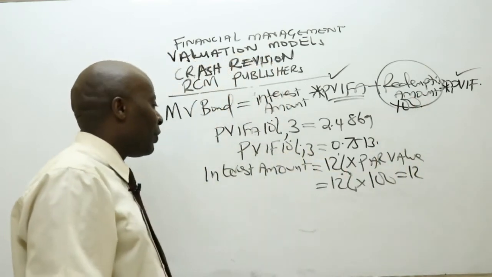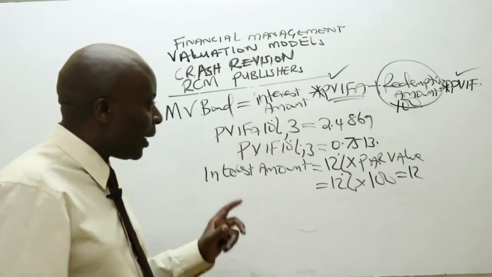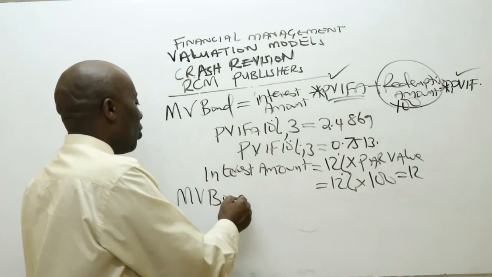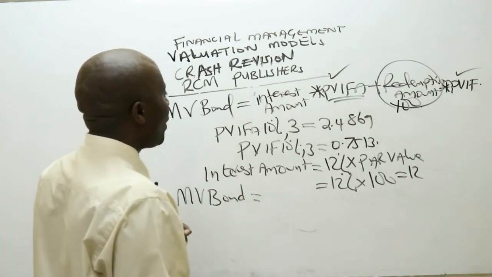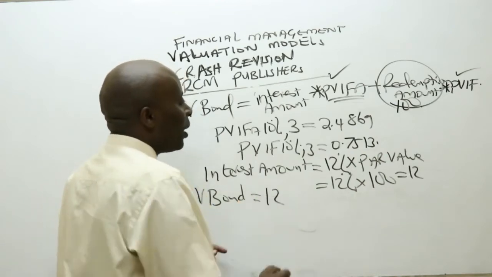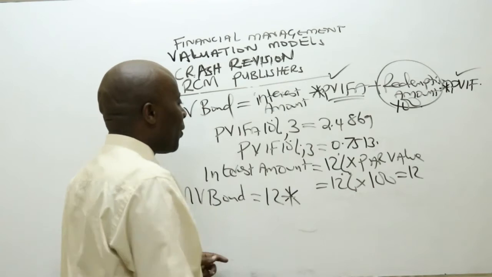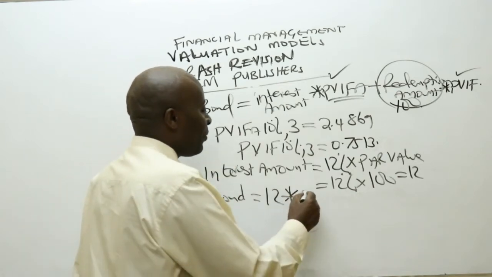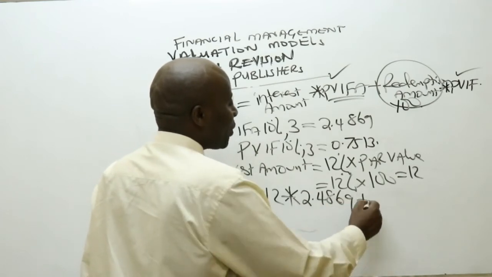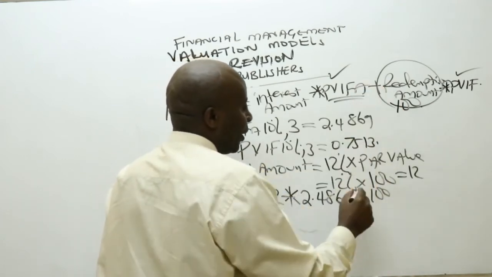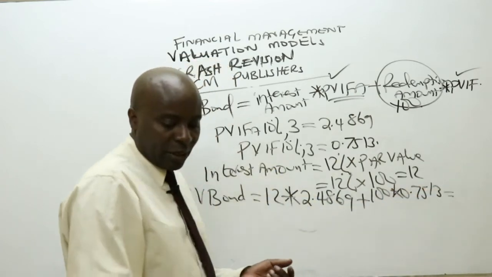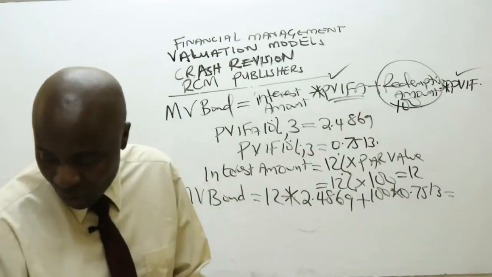Now I think we have everything. The only thing that we need to do is to plug in the figures to get the market value of the bond, which will be equal to the interest amount. Interest amount, you gave me 12 bob. Multiply this with the PV. The PV, you gave me what figure? 2.4869, plus 100, the redemption value, times 0.7513. So kindly come and give us this figure using your calculator.